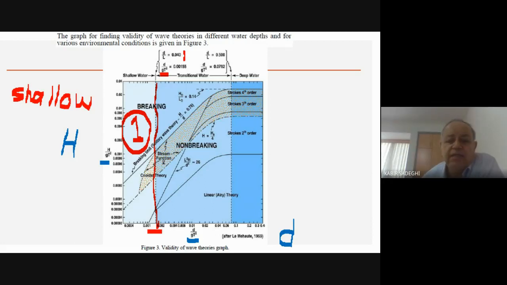And you see another limit, which is here. And if you see, d over L is 0.5. As I mentioned, water depth d is then half of the wavelength. Therefore, for values greater than this one, for this zone 3, we call it deep water.